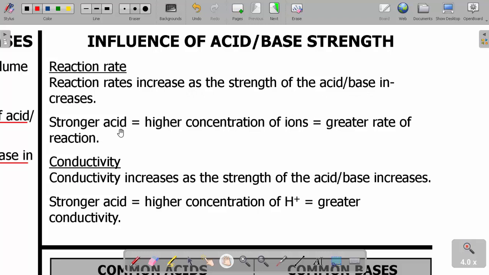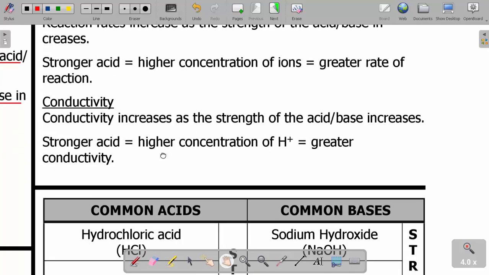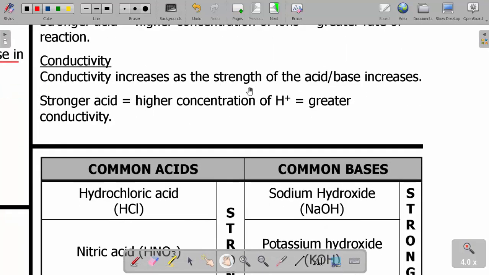A strong acid is equivalent to a higher concentration of ions, and in that case we get a greater rate of reaction. And so does conductivity. The conductivity increases as the strength of the acid or base increases. So a stronger acid leads to a higher concentration of protons and hence a greater conductivity.